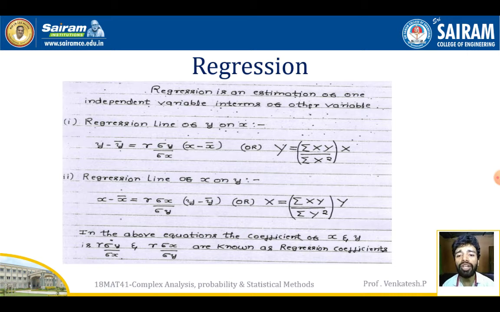Next is the regression line of x on y. We'll see how to represent the variable x in terms of y. The formula is x minus x bar is equal to r sigma x by sigma y into y minus y bar. Or in terms of capital X and capital Y, capital X is equal to summation XY divided by summation Y square, into capital Y.